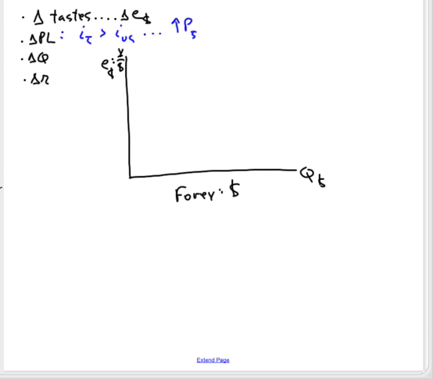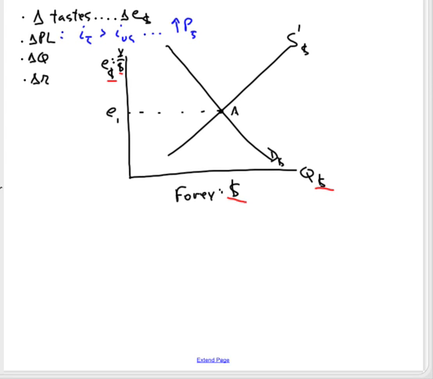Here we're looking... make sure you set up these graphs right. We're looking at the foreign exchange value of the dollar, and we start out with some demand for dollars and some supply of dollars. Therefore, an original exchange value of the dollar.